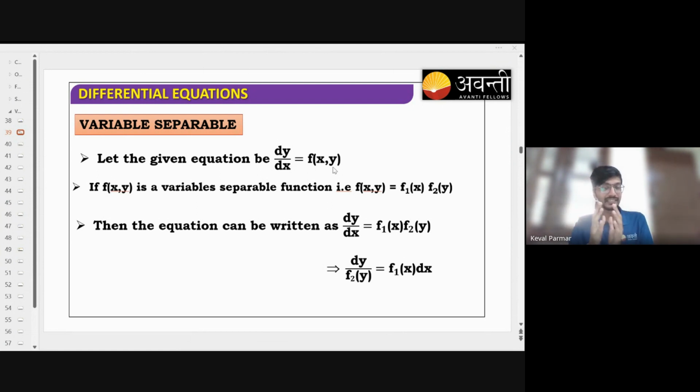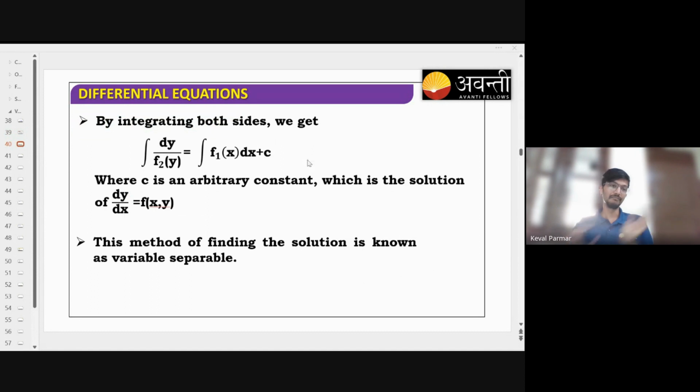All the y terms should be with dy, all the x terms should be with dx. Remember this much, and it is all clear. All the x terms with dx, y terms with dy. It's the most simple variable separable. And once we get x terms with dx and y terms with dy, we simply integrate. Got it? Chalo. Now let's see the questions.